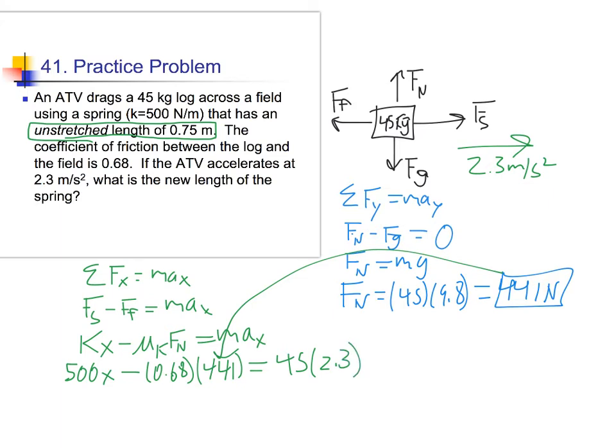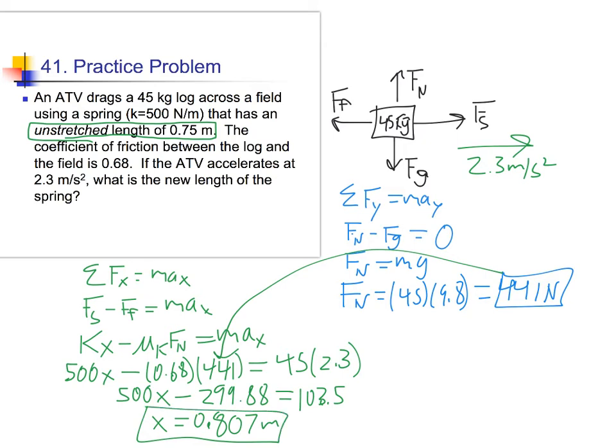So what I'm left with here after I simplify is 500x minus 299.88, which is the force of friction, equals 103.5. And I go ahead and solve for x, and I find that my distance stretched or compressed is 0.807 meters.